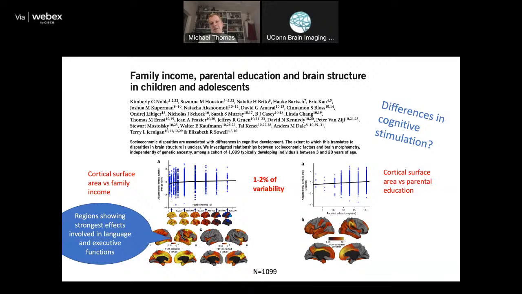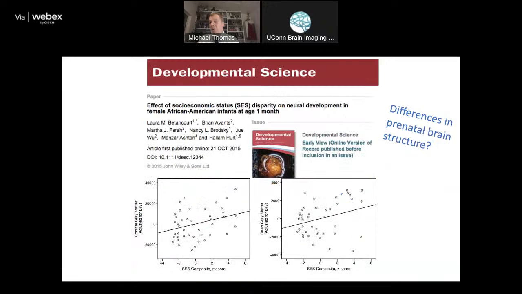These kinds of data make it feel like, because it's language-based and executive function, that it's maybe the causal explanation of differences in cognitive stimulation. There are other data which are looking even earlier and finding differences in gray matter volume in 1-month-olds that correlate with SES. And that doesn't look like it's cognitive stimulation. That makes it look like it's differences in prenatal brain structure and early brain development. So maybe there's more than one thing going on.